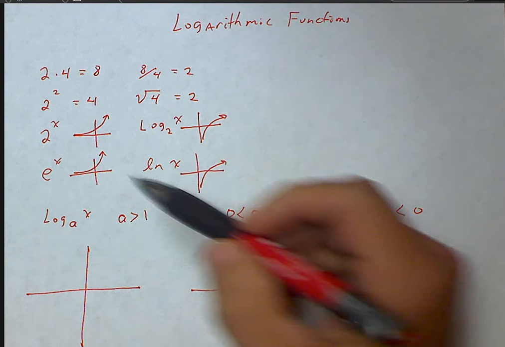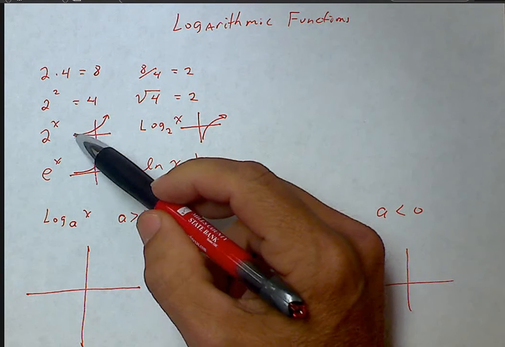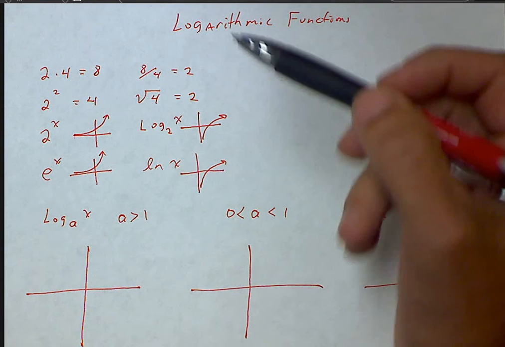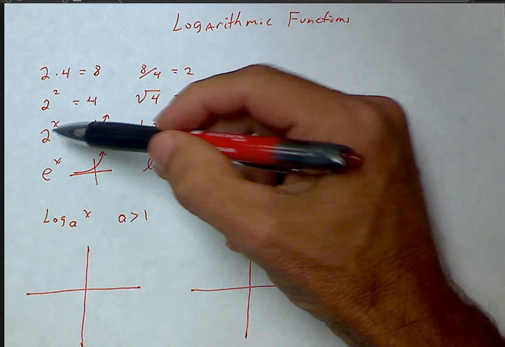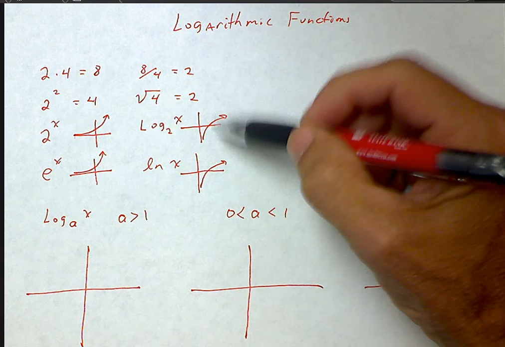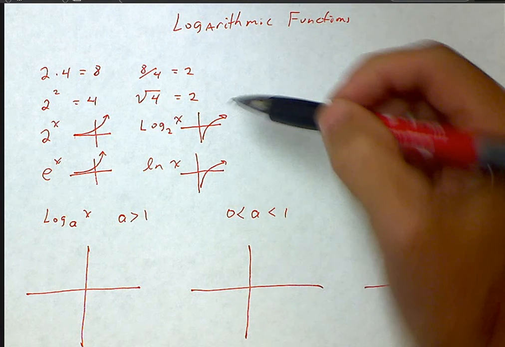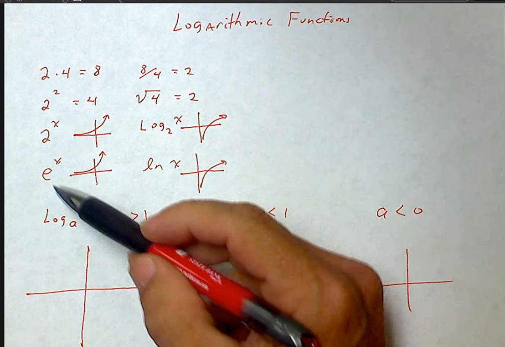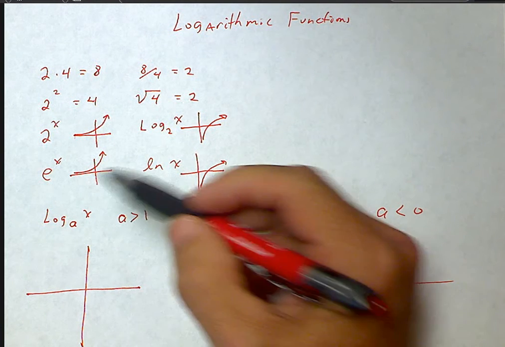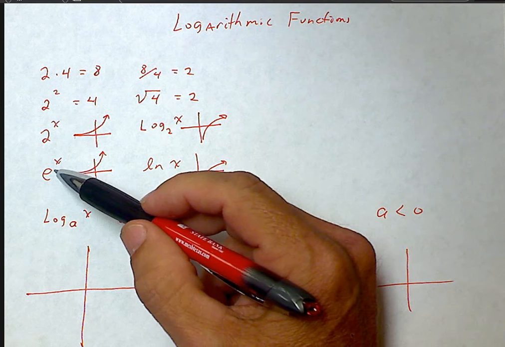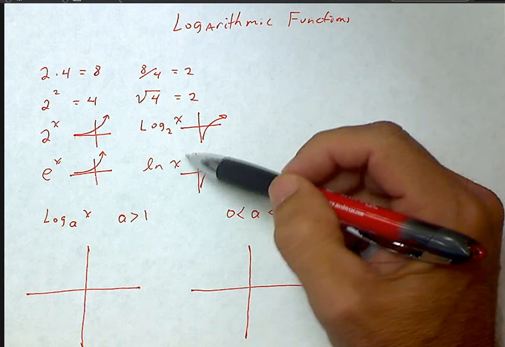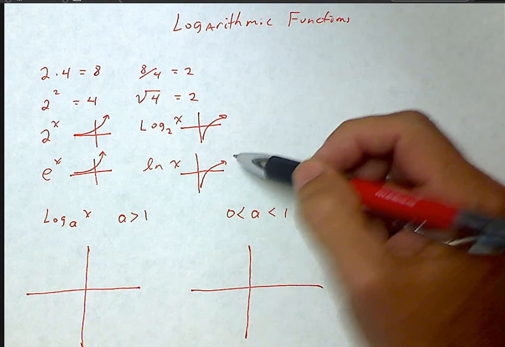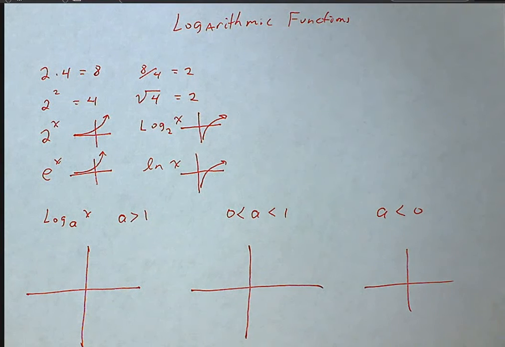If I have the graph of 2 to the x, it looks something like this. Well, the inverse of that would be log base 2, matching that base and this base, looking something like this. We also have the idea of e and natural log. e is the base of this one, so e to the x is this graph right here. The inverse of that would be natural log of x. So graphically, this is what we know about logarithmic functions.